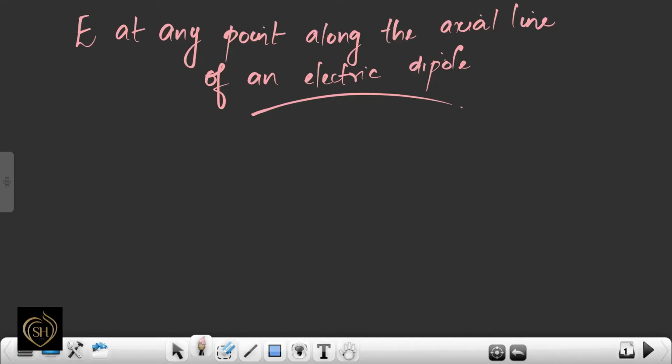First, let us consider the intensity of electric field E at any point along the axial line of an electric dipole. For that, let us consider an electric dipole. This is our dipole with a length 2L. O is the center of the dipole. Minus Q is placed at A and plus Q is placed at B. The length of AO is L and the length of OB is also L.